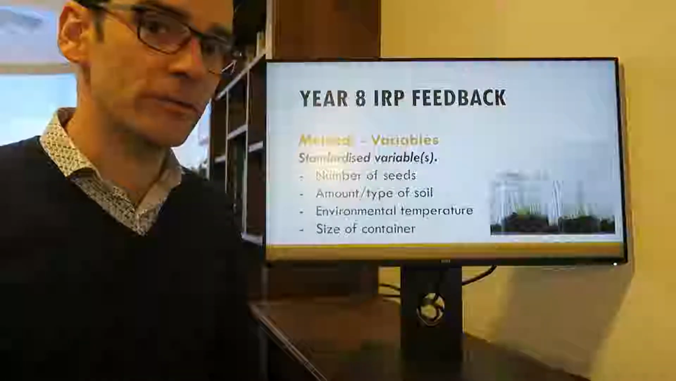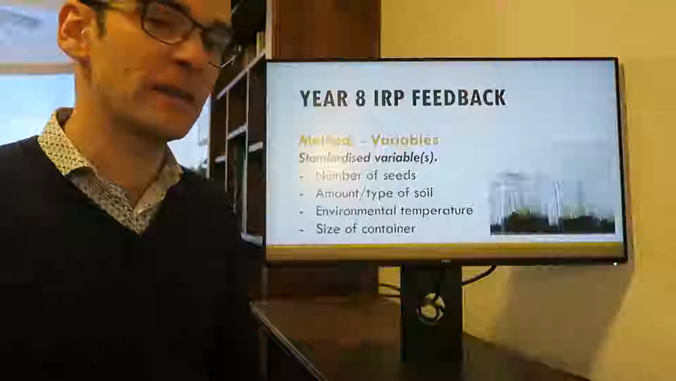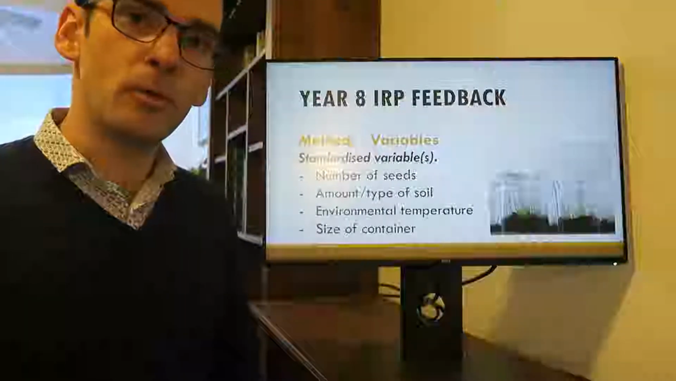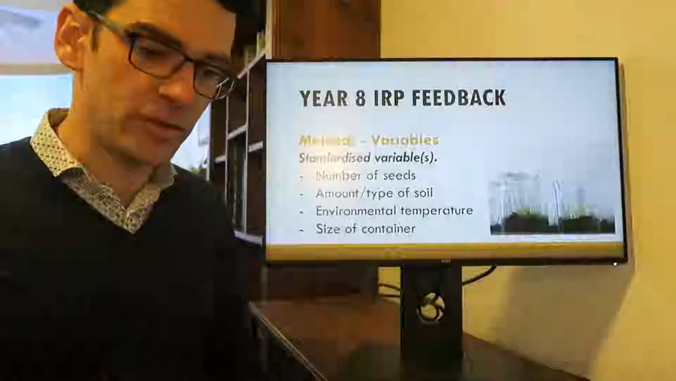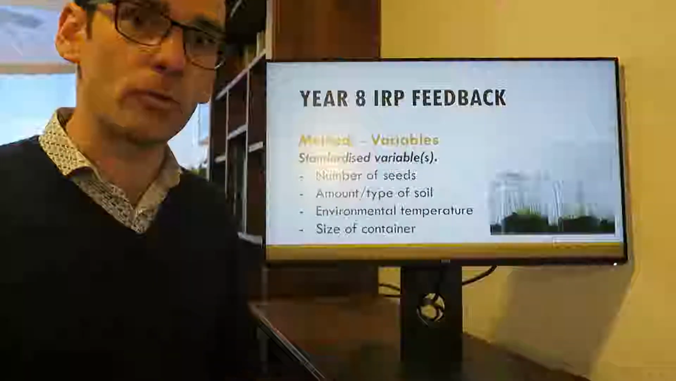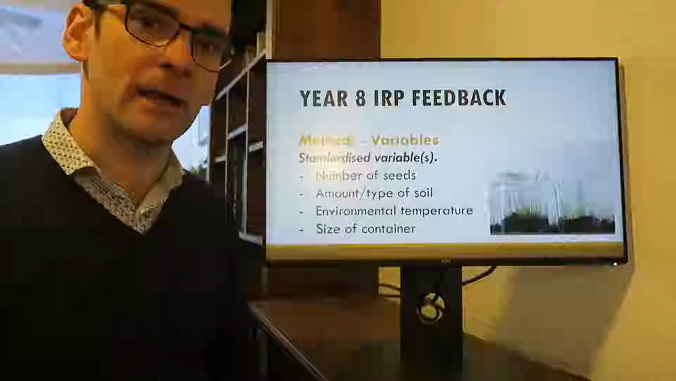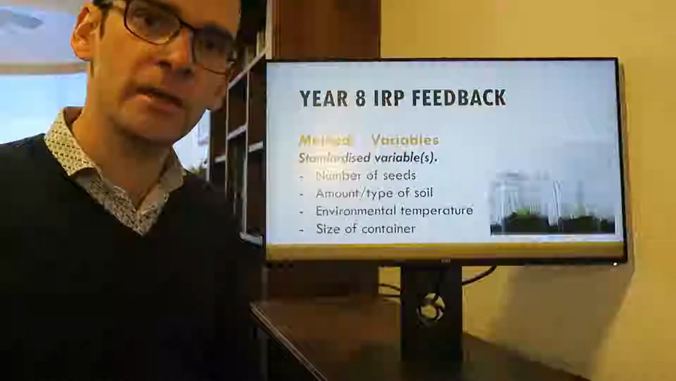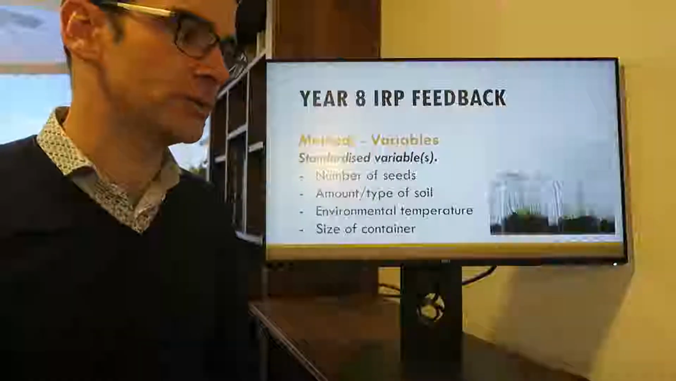these are some of the things you could have thought of about controlling. So for example, the number of seeds. If you put more seeds into a unit area, then you increase the competition between those seeds and therefore they might not grow as well. So you might be looking at a confounding effect of competition, not just whatever you've decided to change.